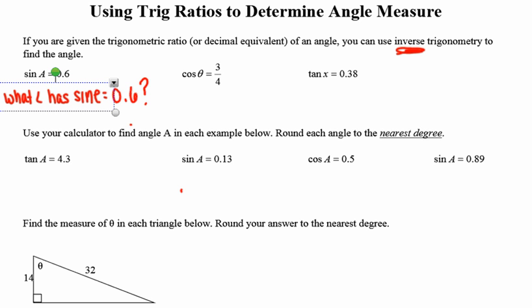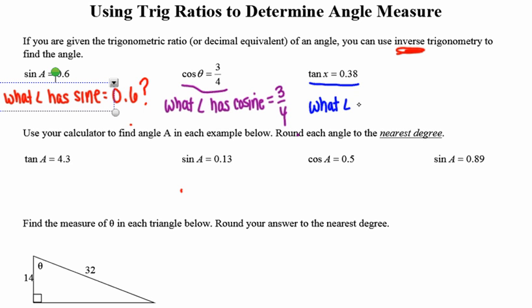In the second one, where we're told that the cosine of some mystery angle theta is equal to 3/4, again, what we want to find out here is what angle is it that has the cosine value that's going to be equal to 3/4. And in the last one, tangent of some mystery angle x is equal to 0.38. What we're really trying to determine here is what angle out there has a tangent value that's equal to 0.38.